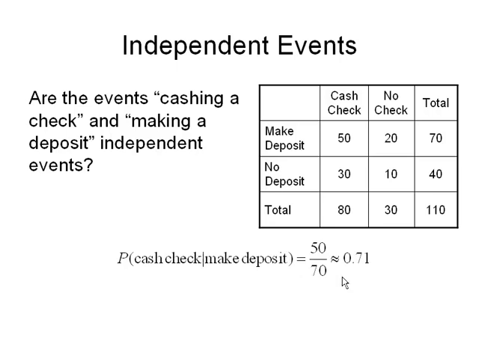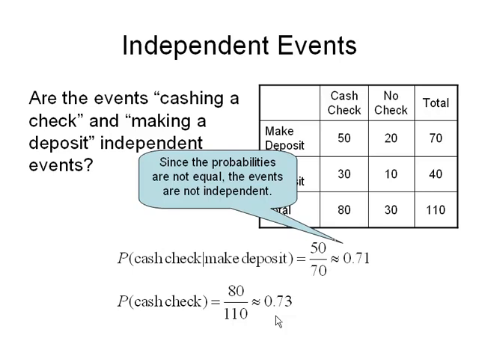The probability of cashing a check, given that you made a deposit: so let's see, the people that made a deposit, that was 70, and of those we want the 50 that cashed a check, so that's 50/70ths, which is about 0.71. The probability of cashing a check, well, that was the 80 out of a total of 110. When we divide that out, we get 0.73. Since these things are not equal, that means the events are not independent. In other words, they're interrelated. One thing depends on the other.